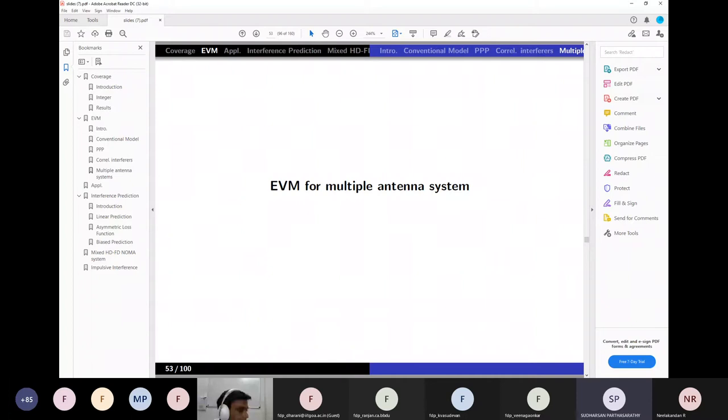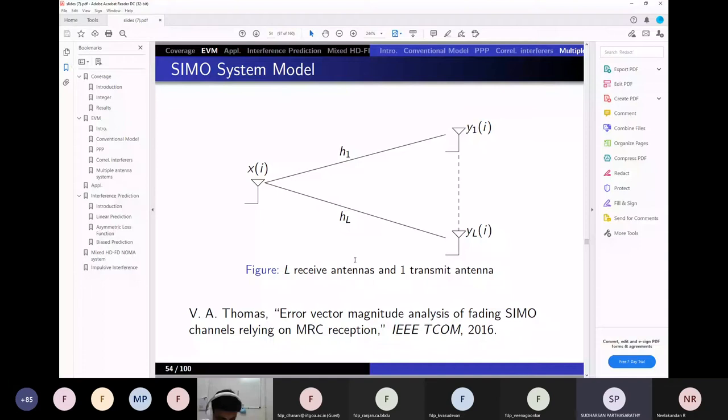So next, let us look at EVM for multiple antenna systems. We have seen it for SISO cases. Next, let's look at multiple antenna systems. Slide number 54. As I told you before, while doing the literature survey, there is this paper by Thomas which analyzed EVM for MIMO channels considering MRC, maximal ratio combining at the receiver, but this is without interference.